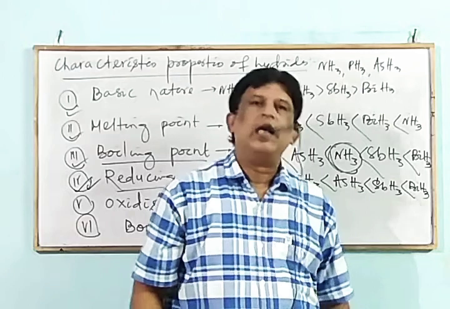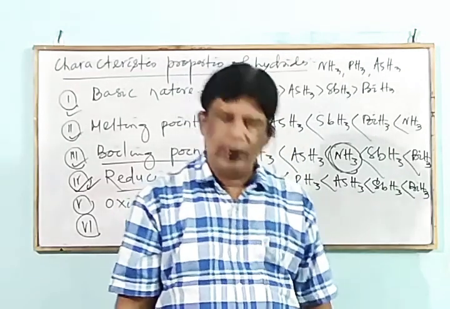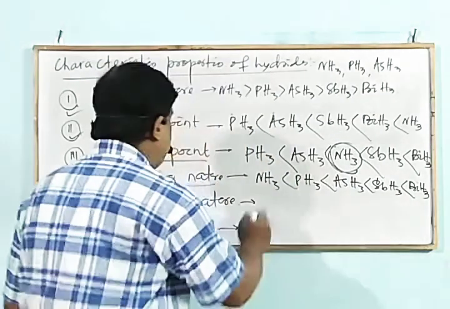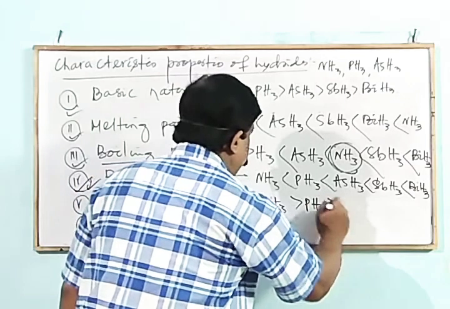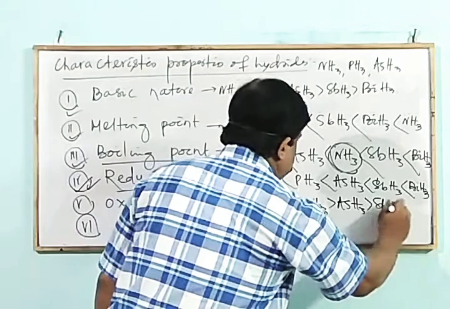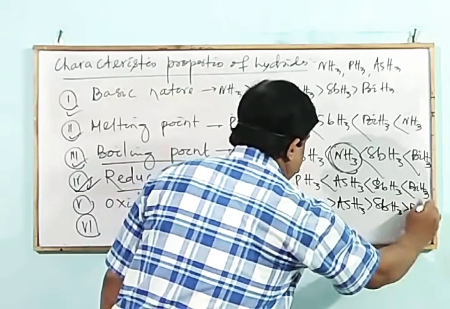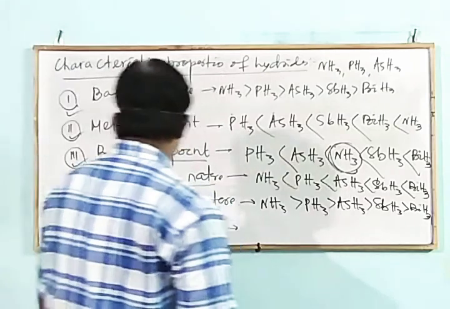Next we discuss oxidizing nature. We know that oxidation is the opposite of reduction. So this value changes as NH3, PH3, AsH3, SbH3, BiH3.